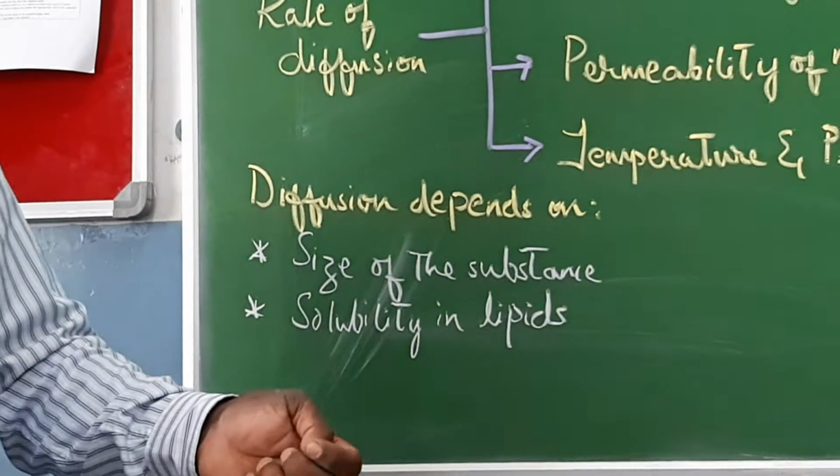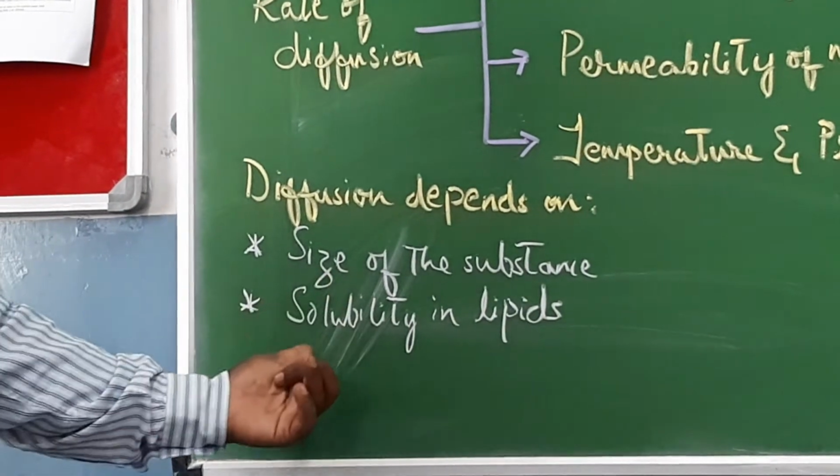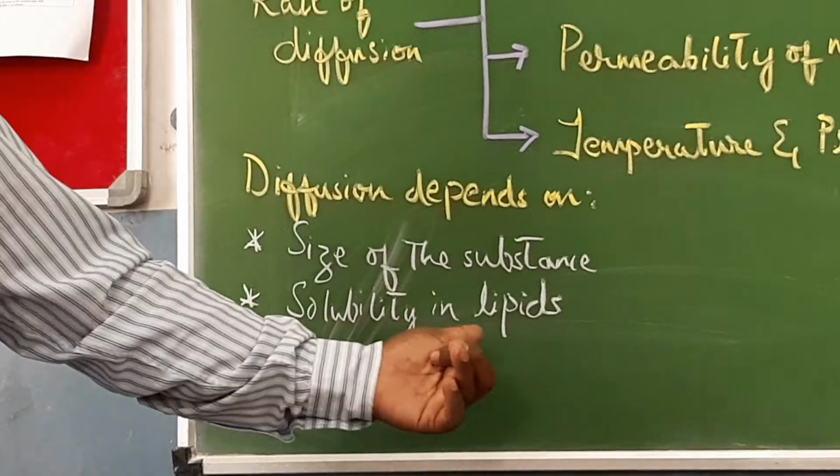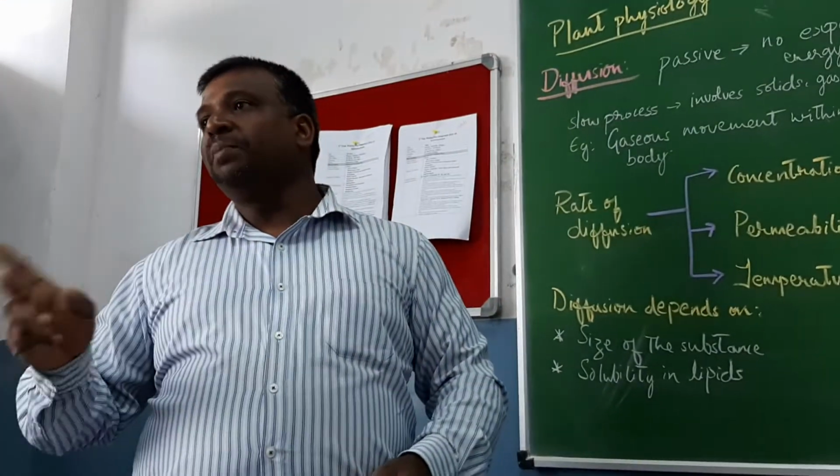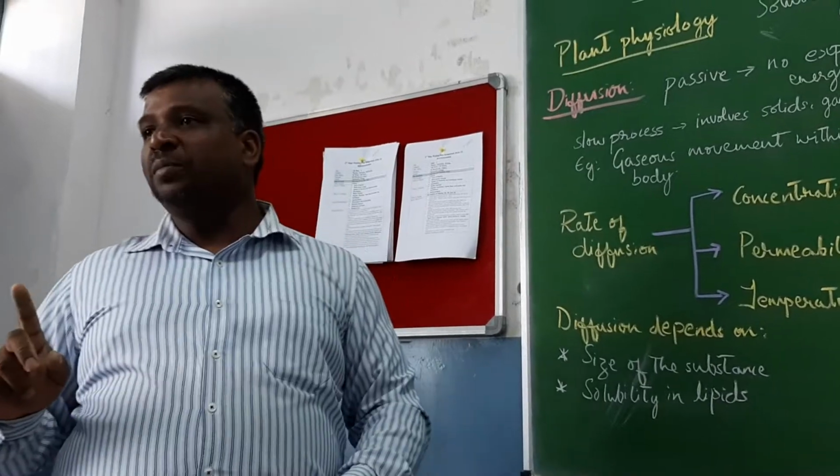Diffusion depends on two aspects: one is the size of the substance and the other is solubility in the lipids, because the cell membrane itself is made up of a bi-phospholipid layer. You have to remember that.